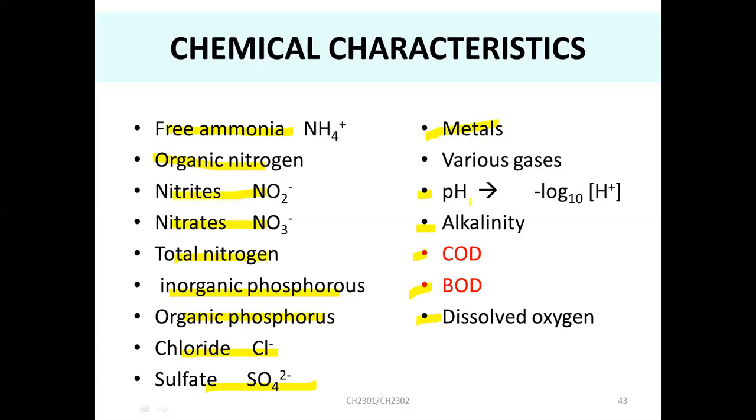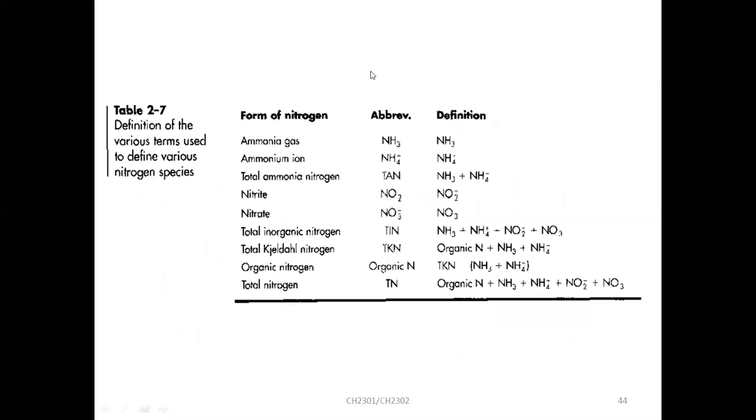I hope you know the meaning of pH. pH is a function of H plus ion in the water. So this table shows you the definition of various terms used to define various nitrogen species. No need to remember for your exam, but when you go to the industry, sometimes you may need the knowledge of these things. Here, when we talk about ammonia gas, that means it is ammonia, NH3.